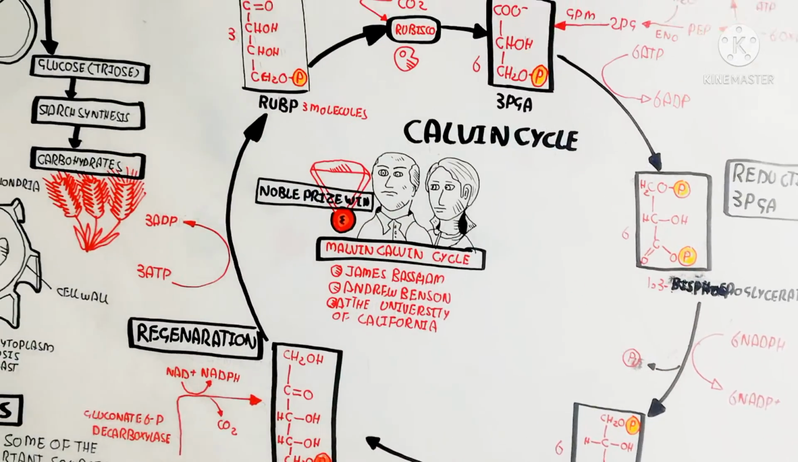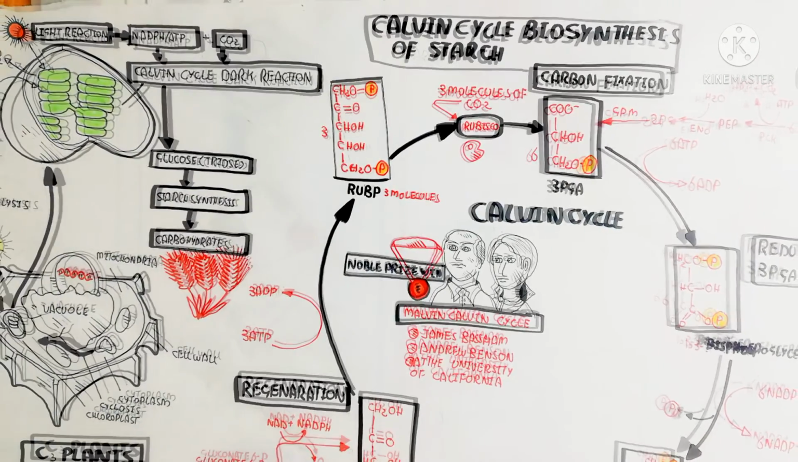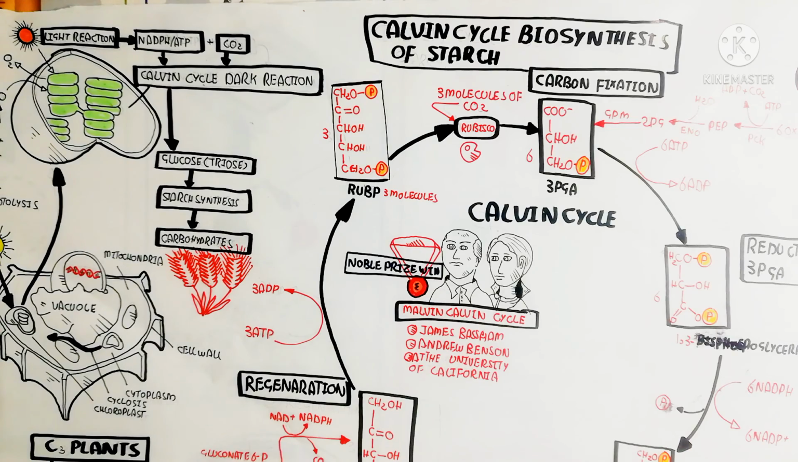So you can see in this diagram. So I hope you are getting this concept about the Calvin cycle and the biosynthesis of starch also. So this is the Calvin cycle anabolism.